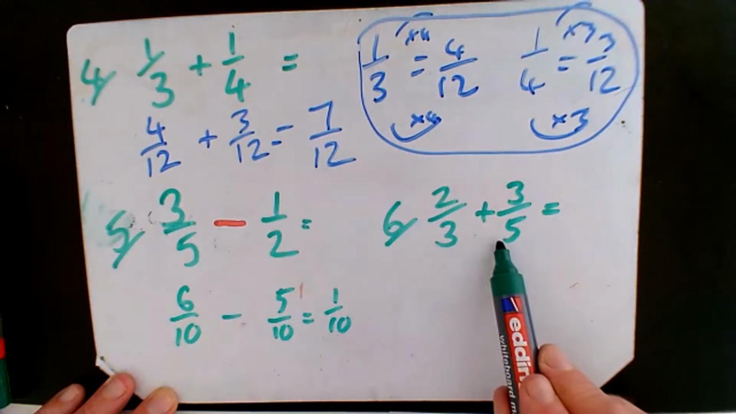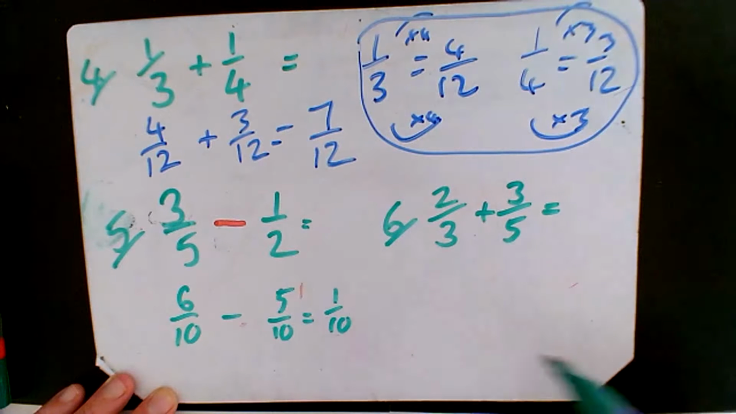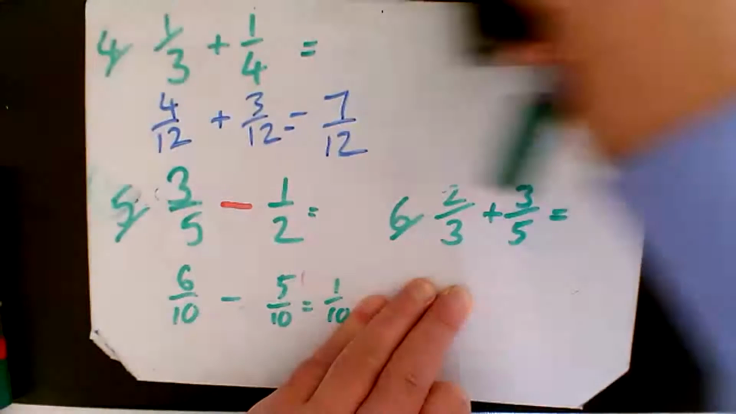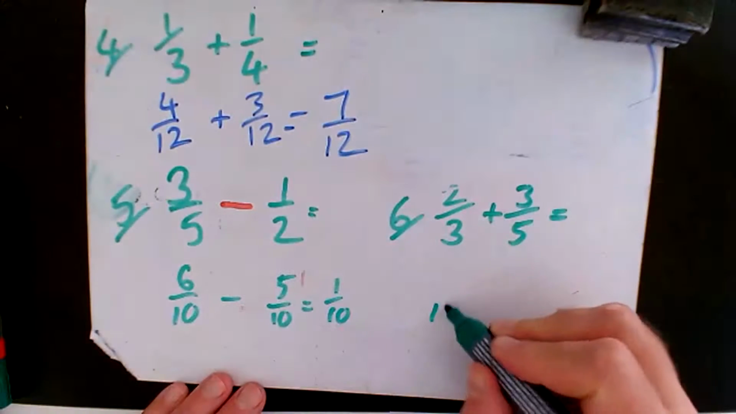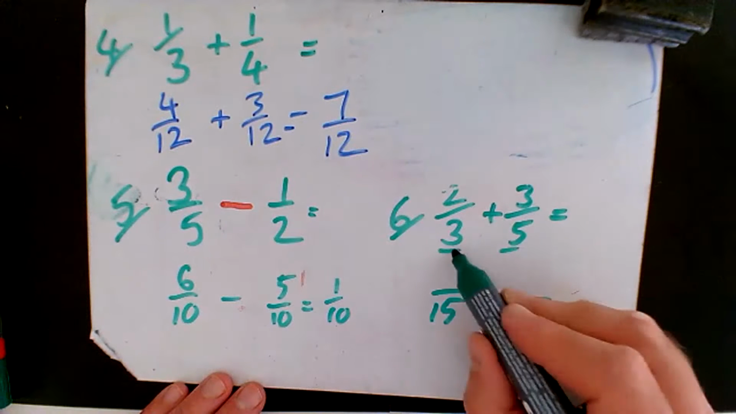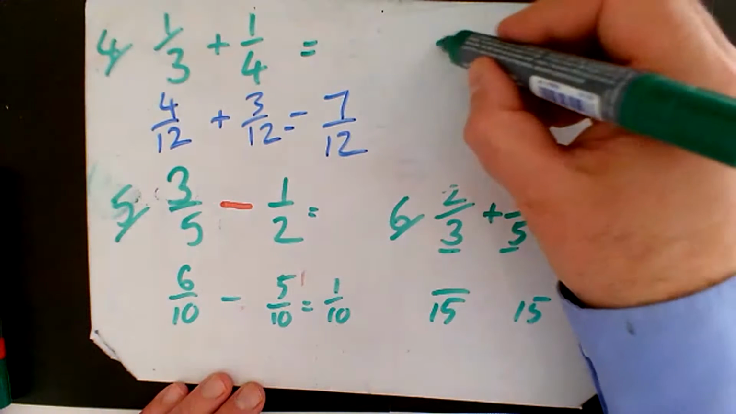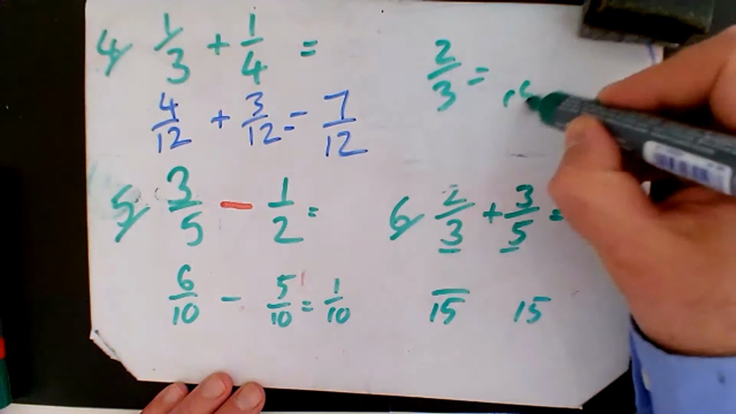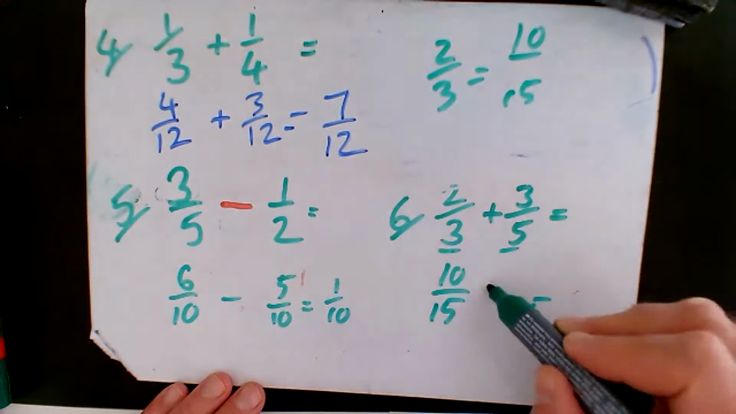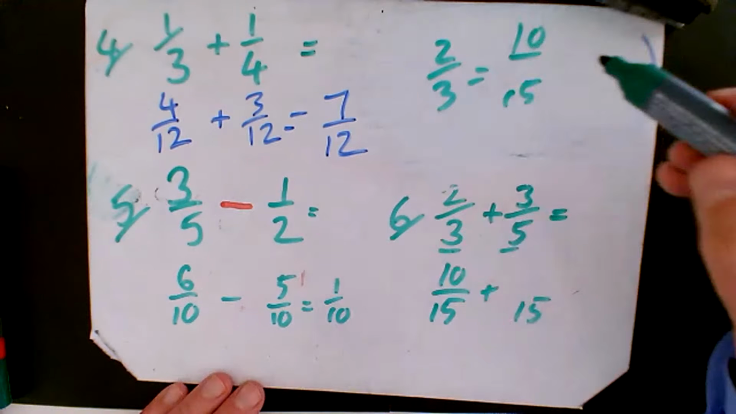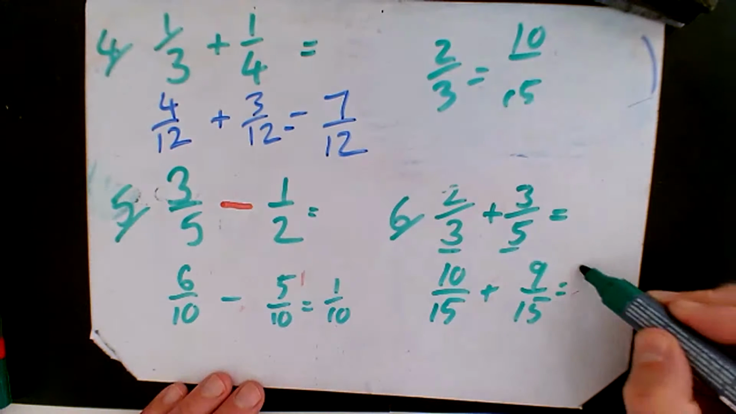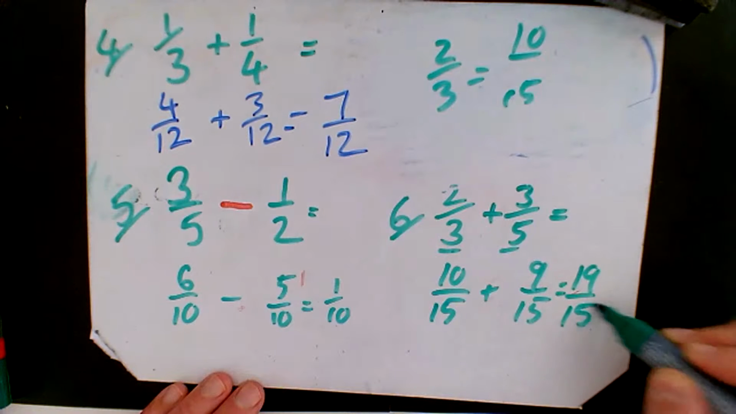I can see here 3 times 5 is 15. So I'm going to put those into 15ths. 2/3 is how many 15ths? Times by 5, times by 5, 10 15ths. Then 3/5 is going to be 9 15ths. So I end up with 19 15ths.